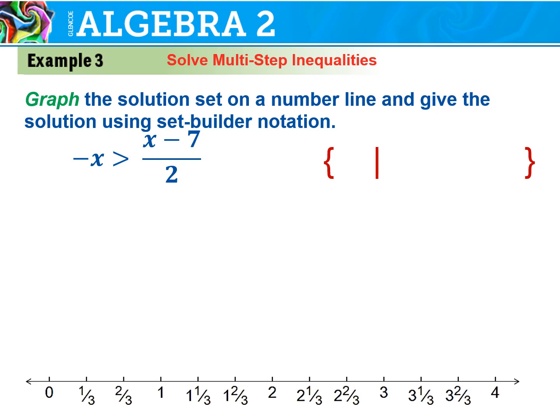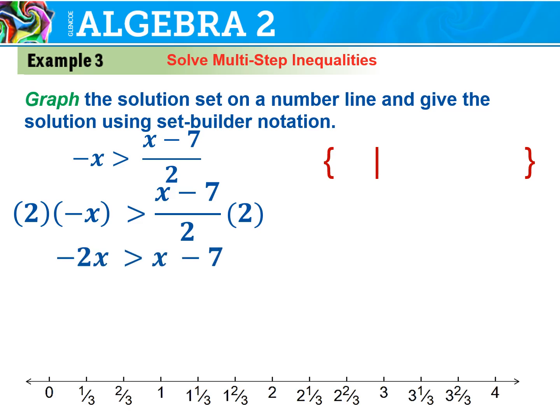We need to graph the solution set on a number line and give the solution using set builder notation. This is a multi-step inequality. The first thing we need to do is undo that dividing by 2. So we need to multiply both sides by 2. When we simplify the left-hand side, we get negative 2x. On the right-hand side, the 2's cancel out, and you get x minus 7.